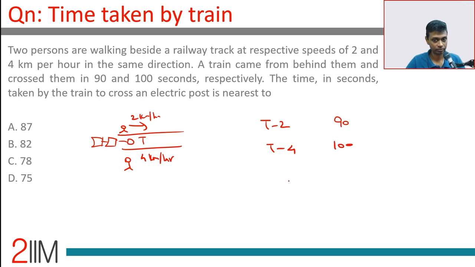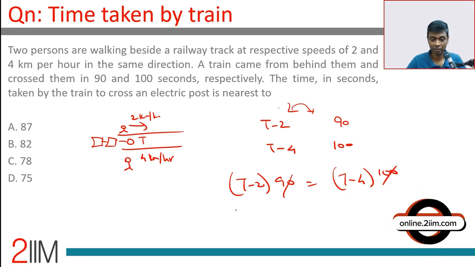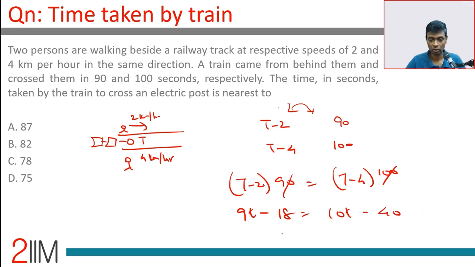Wonderful. So the ratio of the speed should be the opposite of ratio of the times, or time taken into speed is constant. T minus 2 into 90 is T minus 4 into 100. T is the speed of the train. Sorry, I should pick a different variable. 90T minus 180 is 100T minus 400, or T is 22. The train is traveling at a speed of 22 kilometers per hour. Lovely. This is 20 kilometers per hour. This is 18 kilometers per hour.